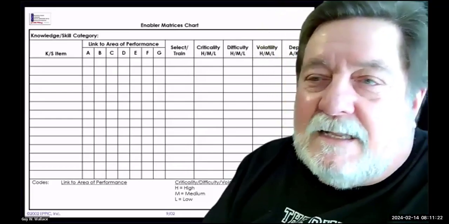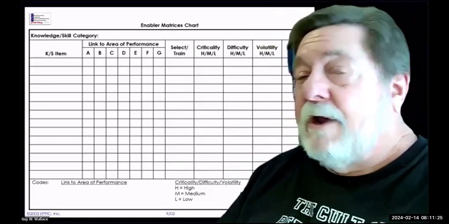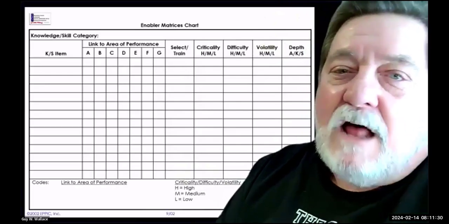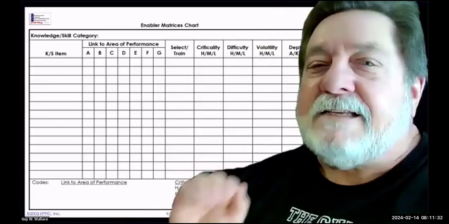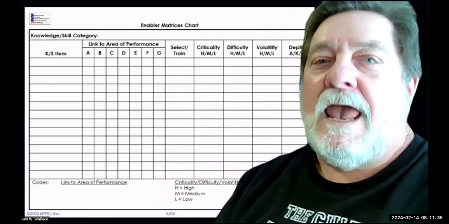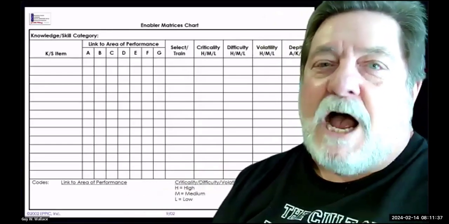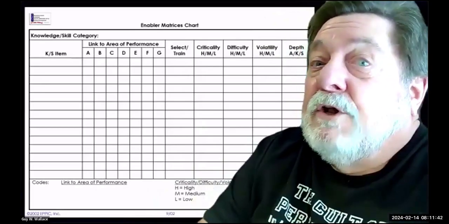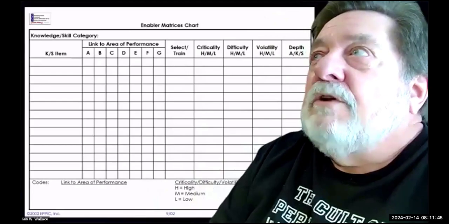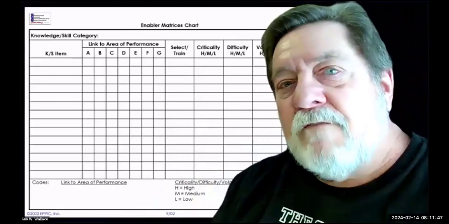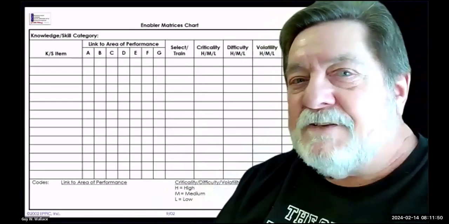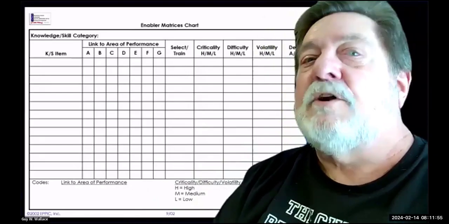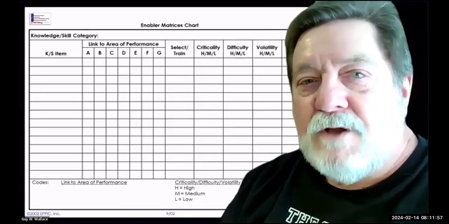But then we get to these extra columns at the end, select and train. My question to the group is, on this very first knowledge and skill item, do we select for this in recruiting and selection? And no kidding, no one ever gets the job unless they have that. That could have been adding and subtraction, or writing, communication. So is this a requirement of the selection system? That means there's no training implication. Recruiting and selection is going to take care of this. They're going to give us people who already know these things.